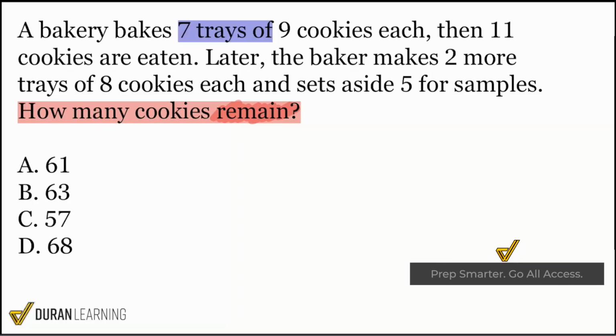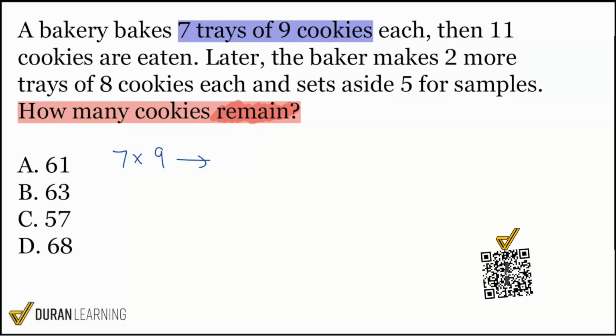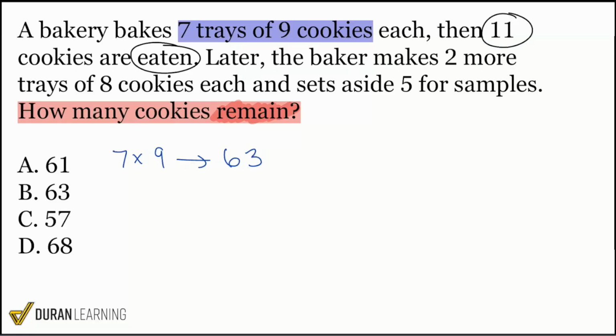So let me highlight that to say that I will be multiplying 7 multiplied by 9. We already know that that is going to be 63, so we'll write that down. We have 63 cookies in those 7 trays. Now, when it says, then 11 cookies are eaten, when we're trying to figure out how many cookies are left, what operation is that going to tell us to do? Yeah, that's going to tell us to subtract 11. So let me circle the 11 that are eaten, and I'm going to write minus 11. I'm not going to actually do the math yet, because I want to make sure that I have the optimal path when I'm getting this done.